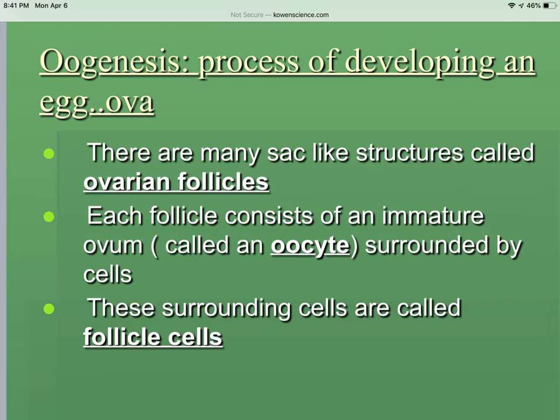Within the ovary, there's many sac-like structures called ovarian follicles. Each of the follicles consists of an immature ovum or oocyte. That's the egg, and it is surrounded by cells. These cells that are surrounding the oocyte are called follicle cells.